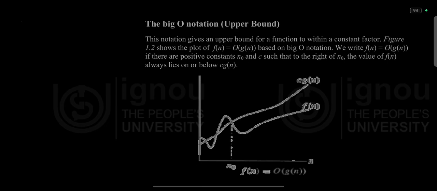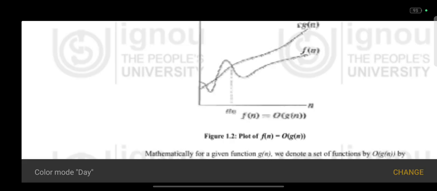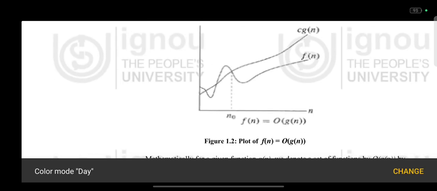The big O notation, upper bound. This notation gives an upper bound for a function to within a constant factor. Figure 1.2 shows the plot of f(n) equal to O g(n) based on big O notation. We write f(n) equal to O g(n) if there are positive constants n0 and c such that to the right of n0 the value of f(n) always lies on or below c g(n). So here you can see the diagram.